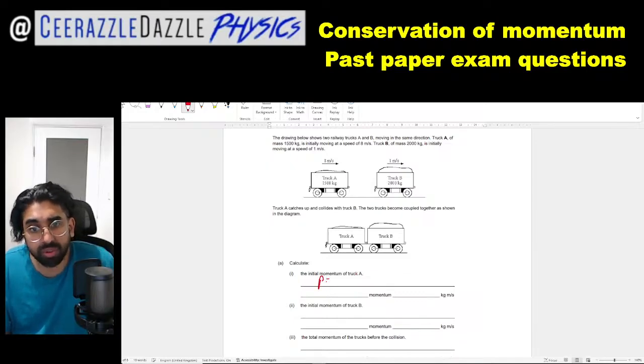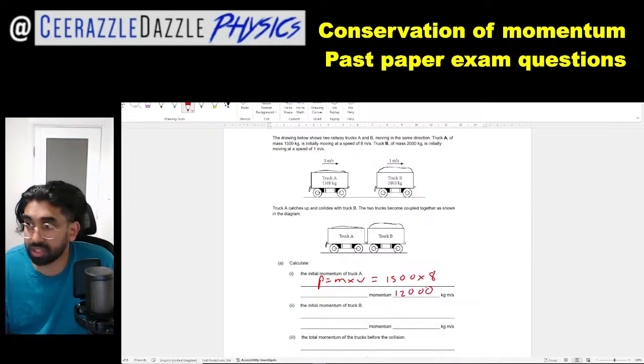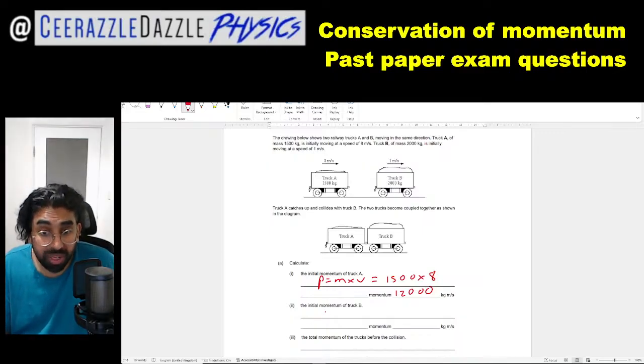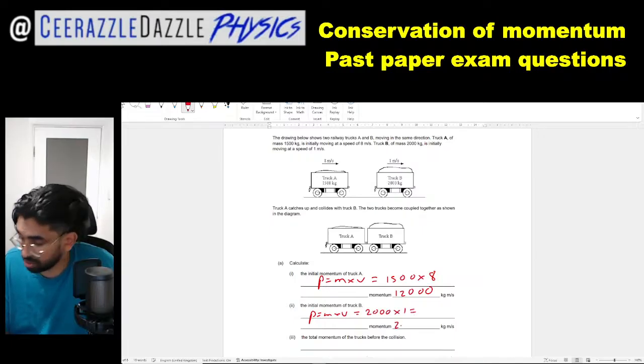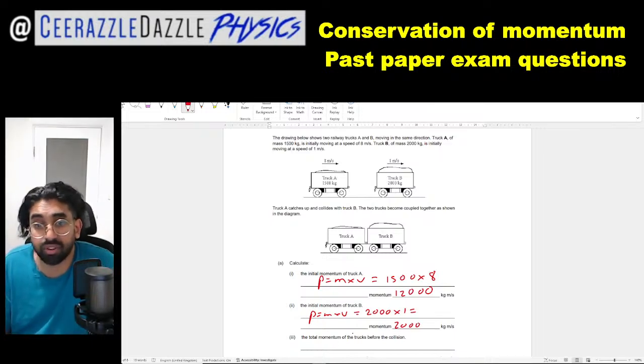Right, initial momentum of truck A. Well, momentum is equal to mass times velocity. So the mass is going to be 1500 times 8. The answer is going to be 12000. Yes, double make sure. Yes, that's my answer. Very good. Calculate the initial momentum of truck B. Once again, momentum is mass times velocity. So the mass is 2000 times the velocity of 1. So it's going to be 2000 kilogram meters per second.